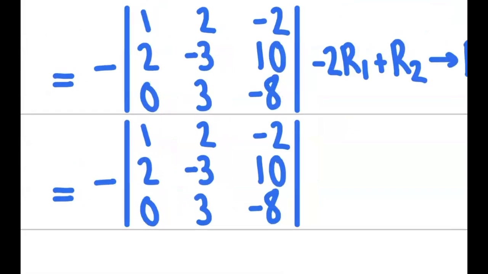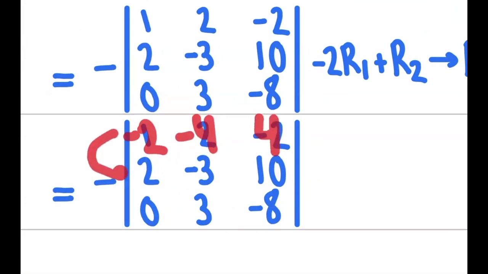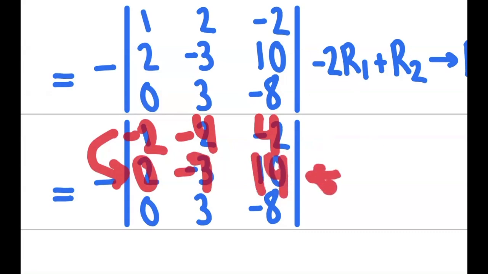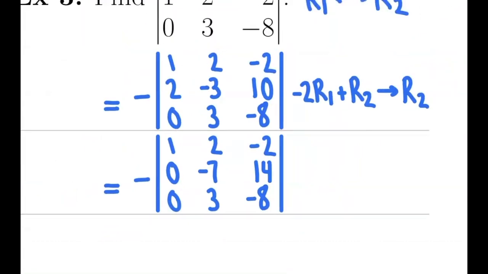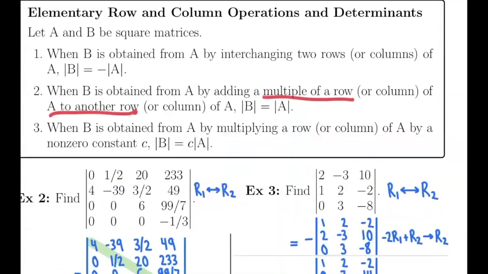So this becomes negative 2, and 2 times negative 2, that's negative 4, and negative 2 times negative 2, that's positive 4. And I'm going to add that to the second row. So negative 2 plus 2 is 0. Negative 4 plus negative 3, that's negative 7. And 4 plus 10, that's 14. So in the second row, we get 0, negative 7, 14. And I don't have to do anything to the determinant because when you add a multiple of one row to another row, that doesn't do anything to the determinant.